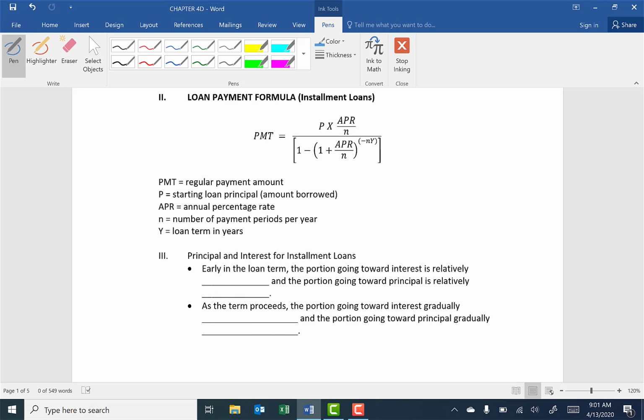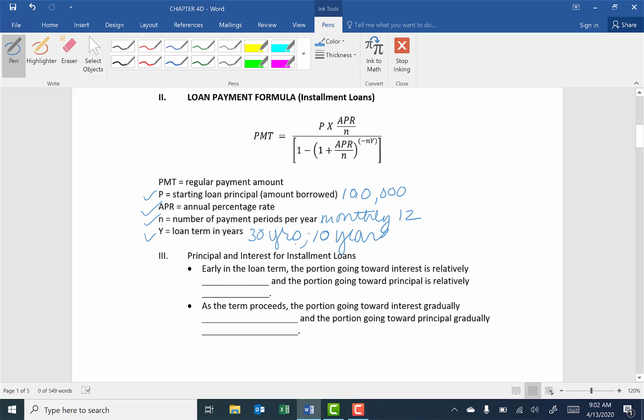payments each month. So the formula is payment, which is the regular payment amount. Your payment is going to be equal to your P, or your starting loan principal, the amount that you borrowed. So you maybe borrowed $100,000 for a home. Your APR is your annual percentage rate, just like in the other problems. It is given as a percent, and we change it to a decimal by moving it to the left two places. N is the number of payment periods per year. Usually that's monthly, and if it's monthly, we know that that is 12 payments per year. And then Y equals the loan term. A lot of terms for a house, it's 30 years. What about a car payment, though? A car payment might be 10 years, etc. So the Y is the number of years.